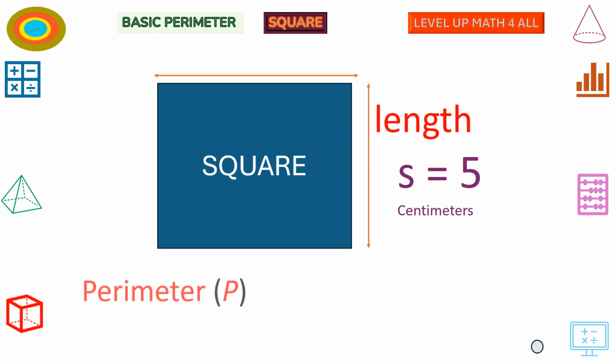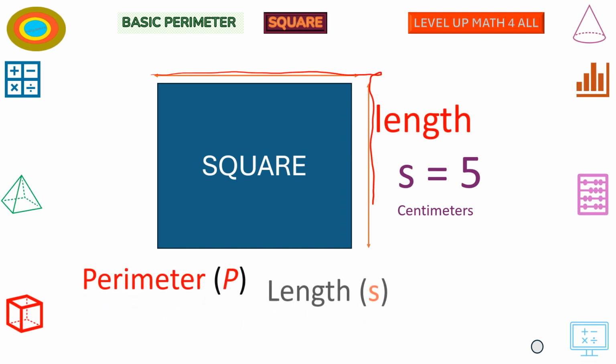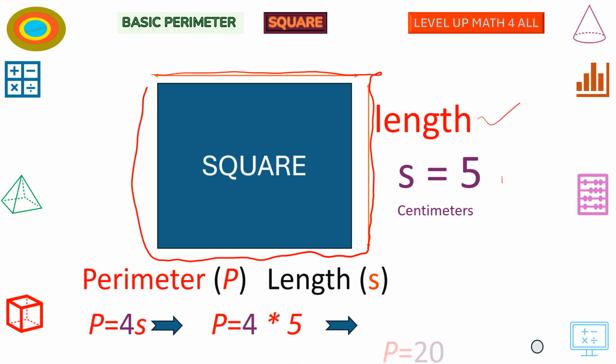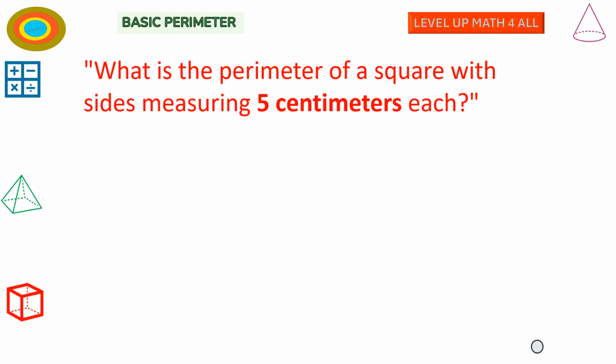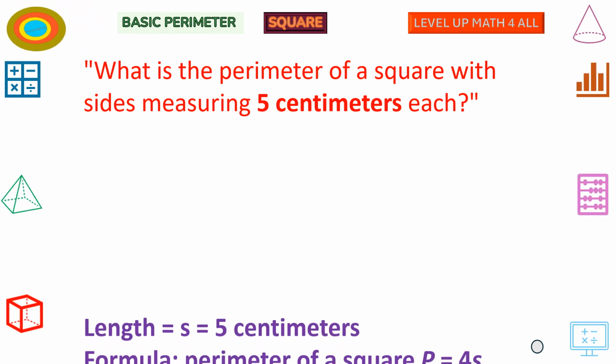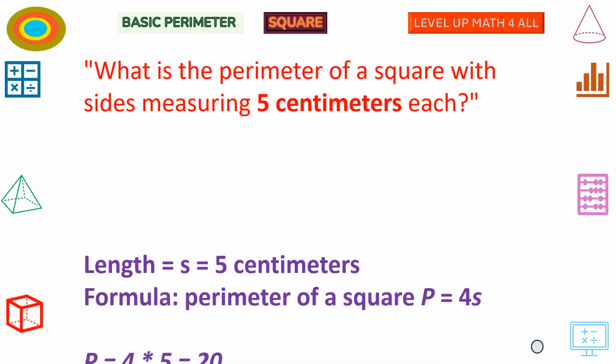So if we take the square, as we know, all four sides are equal, and that is represented by S. In this case, S is 5 centimeters. Our perimeter formula P is equal to 4S, that is 4 times 5, that is 20.